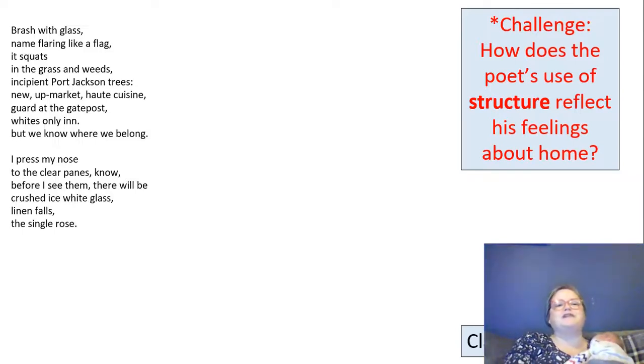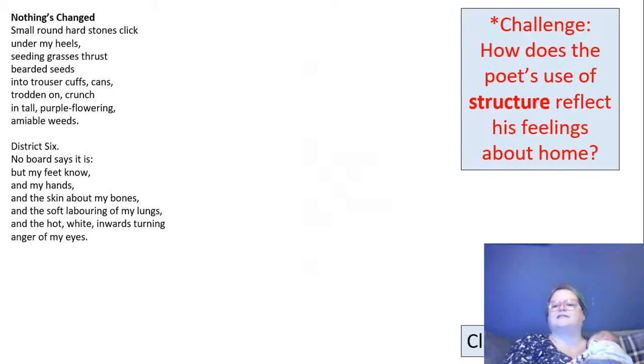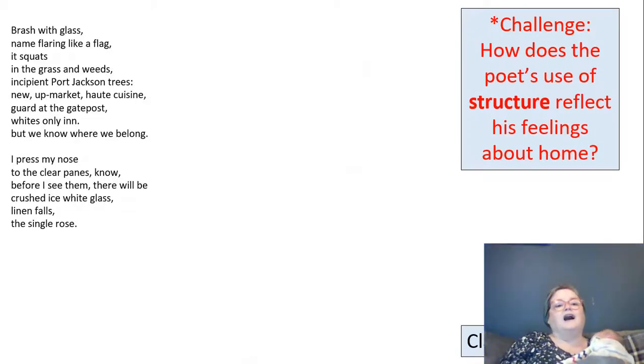Verse 4 then: I press my nose to the clear panes. So looking through the window. And again we saw that on the pictures here, the picture of the boy pressed up against the glass. "Before I see them there will be crushed ice, white glass, linen falls, the single rose." So she's expecting to see these things when she looks through the window at the inside of the restaurant.